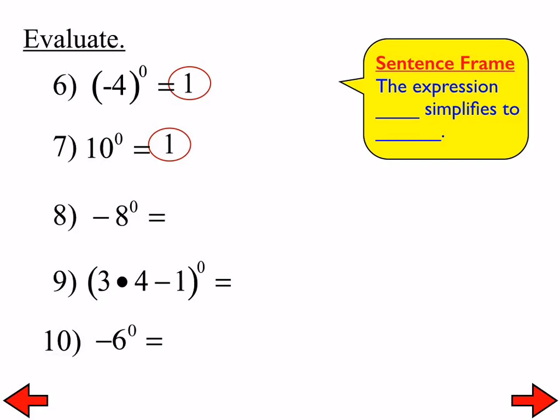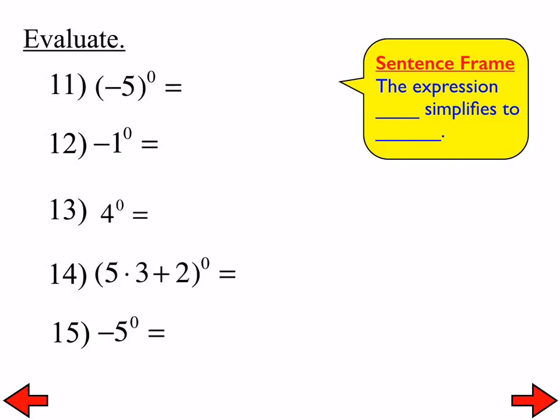Yeah, I heard about half 1 and half negative 1. Which one is it? It's negative 1 because the negative 8 is a base without parentheses around it. So when the base is negative without parentheses around it, it doesn't matter what the exponent is, the answer will be negative. So that is actually negative 1. Number 9, tell me please. 1. Number 10? Negative 1. Very good. All right.